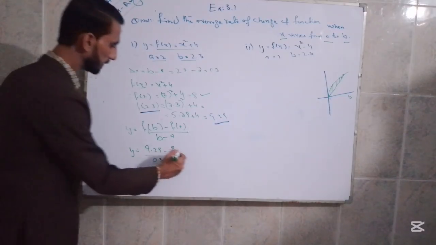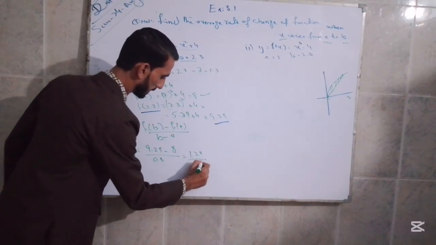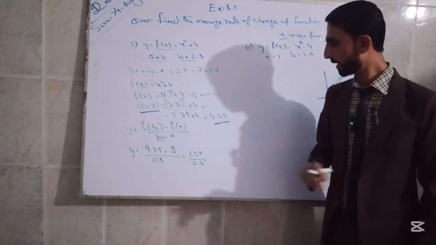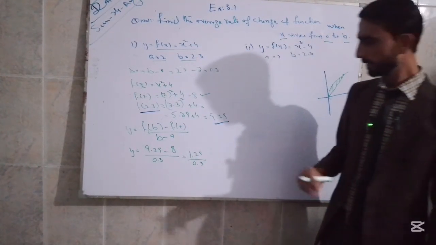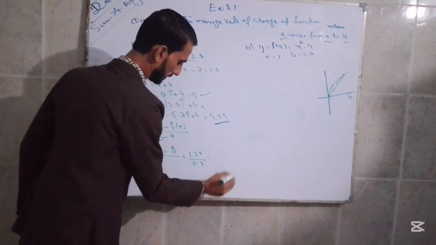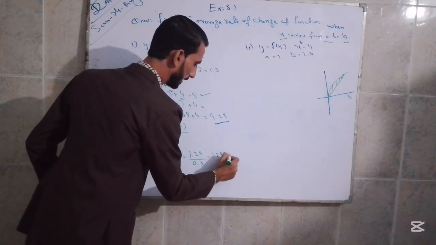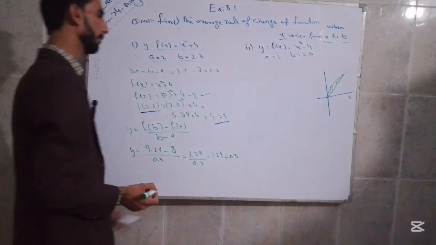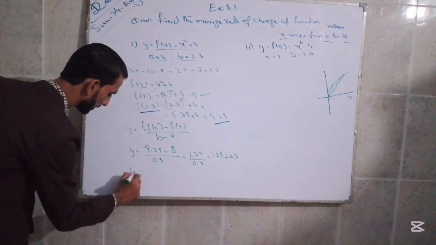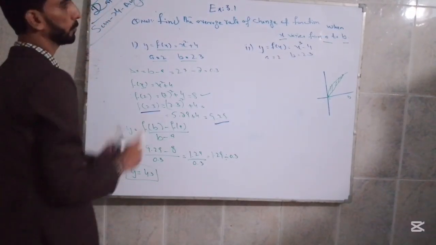9.29 minus 8 is 1.29 upon 0.3. Here we have 1.29 upon 0.3. It means 1.29 divided by 0.3. We can also write it in another method. 1.29 divided by 0.3, and when we divide 1.29 by 0.3, the required answer is 4.3. This is the average rate of change between the 2 points.